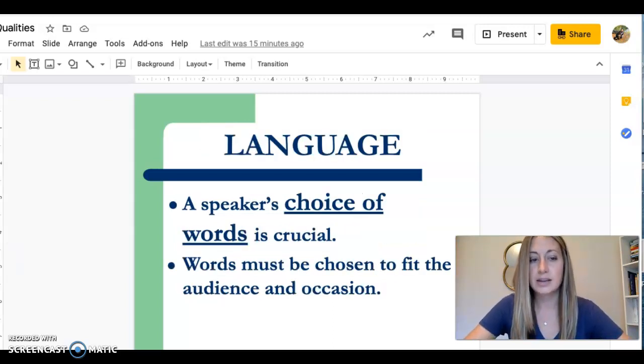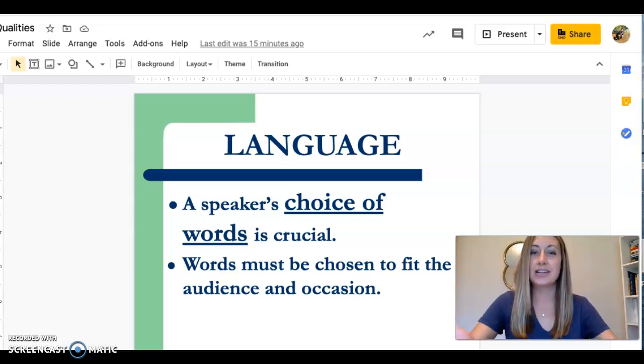The next one is language. A speaker's choice of words is crucial. Words must be chosen to fit the audience and the occasion. You need to know your audience, so you probably shouldn't use slang words like, let's see, cringy and lit, BRB.